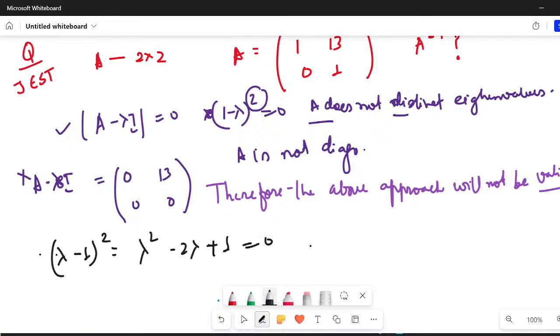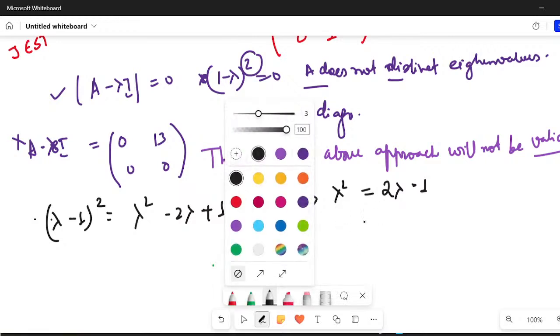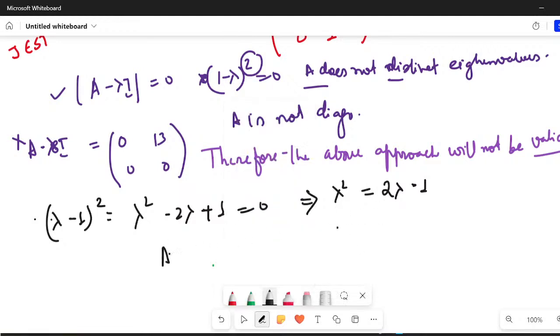If this is the characteristic equation, then I can write that my lambda square would be equal to 2 lambda minus 1, and I know that the matrix satisfies its characteristic equation by the Cayley-Hamilton theorem. So A square would be equal to 2A minus I, right? So it satisfies its characteristic equation, right?